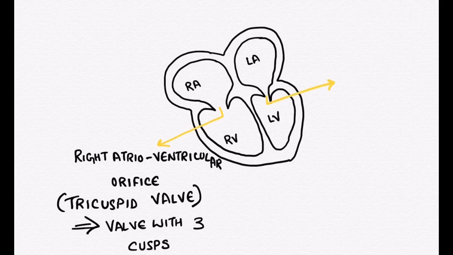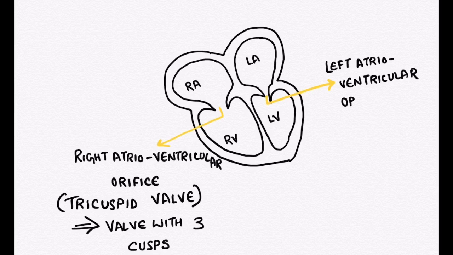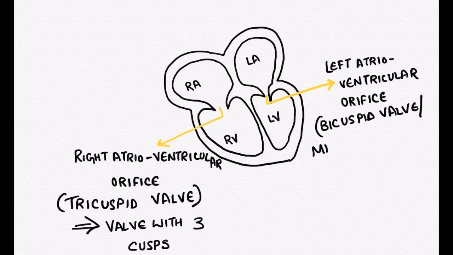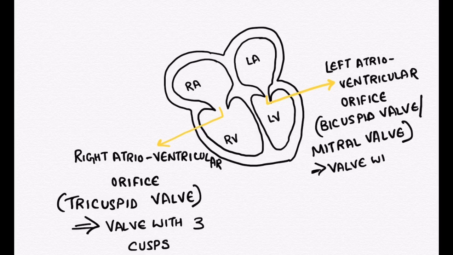the right atrioventricular orifice. Now coming to the left side of the heart, there is a left atrioventricular orifice in between the left atrium and the left ventricle, and it is guarded by a valve known as the bicuspid valve, otherwise known as the mitral valve. It is known as the bicuspid valve because it has got 2 cusps.